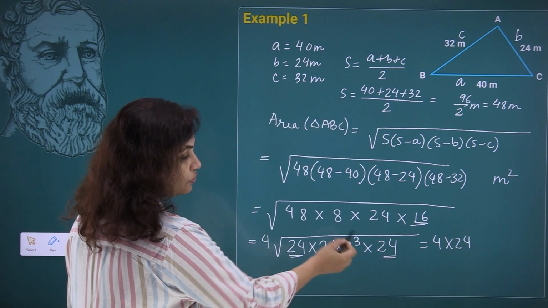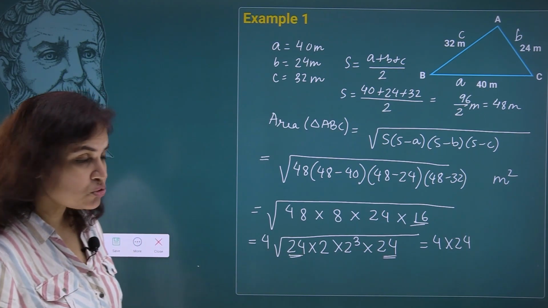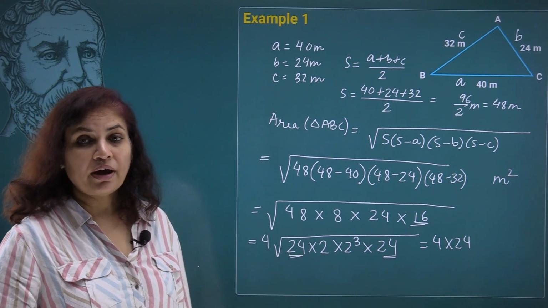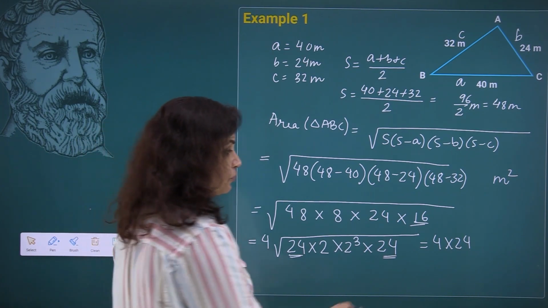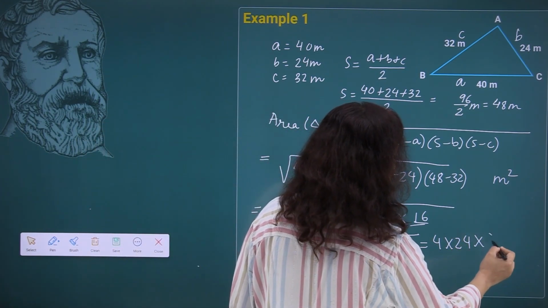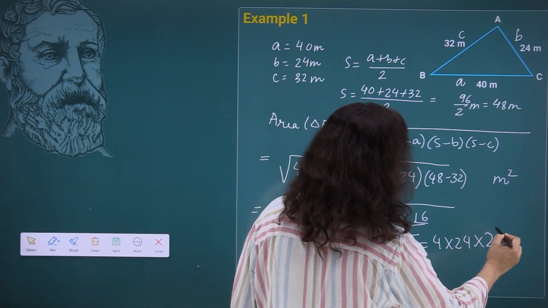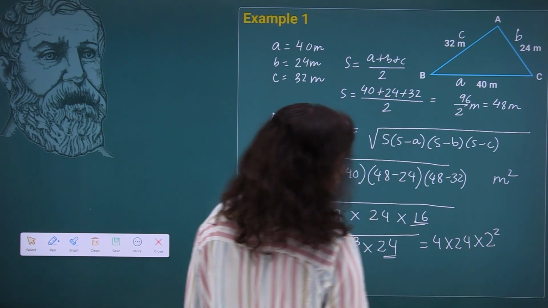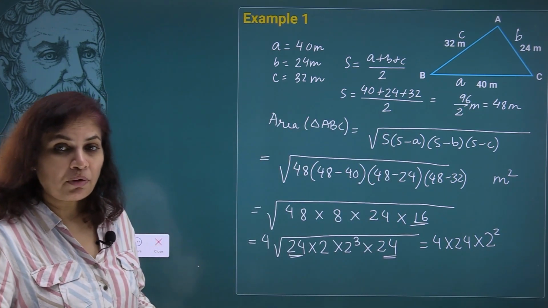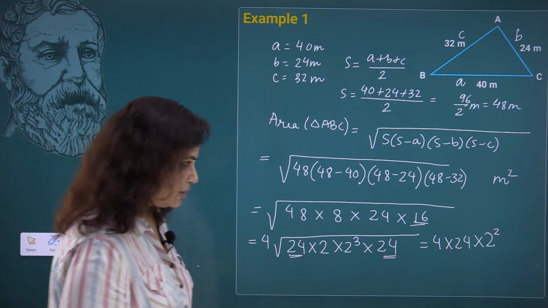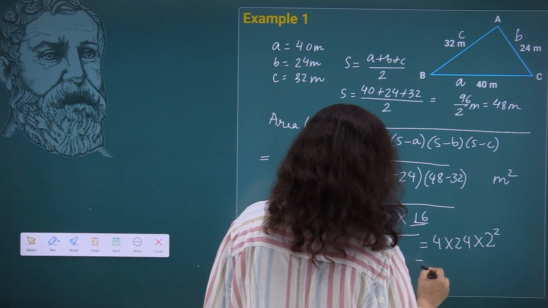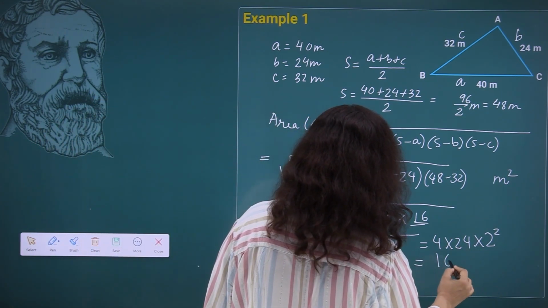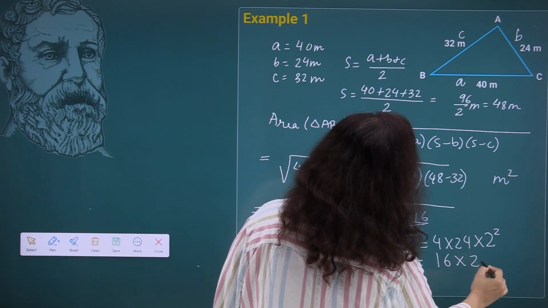And 2 into 2 raised to the power 3 is 2 raised to the power 4, and under root of 2 raised to the power 4 is 2 raised to the power 2. So, if the power is even, then when we divide the power by 2, we get the square root of the number. So, this becomes 16 into 24.